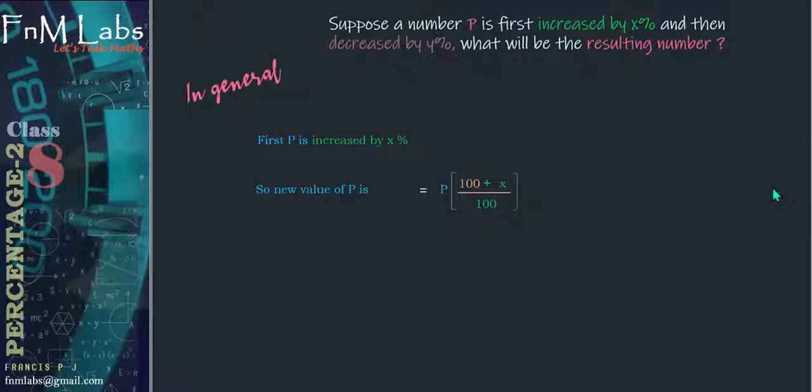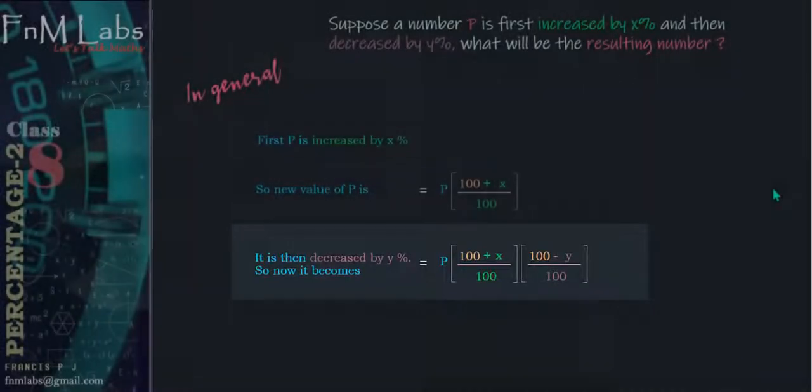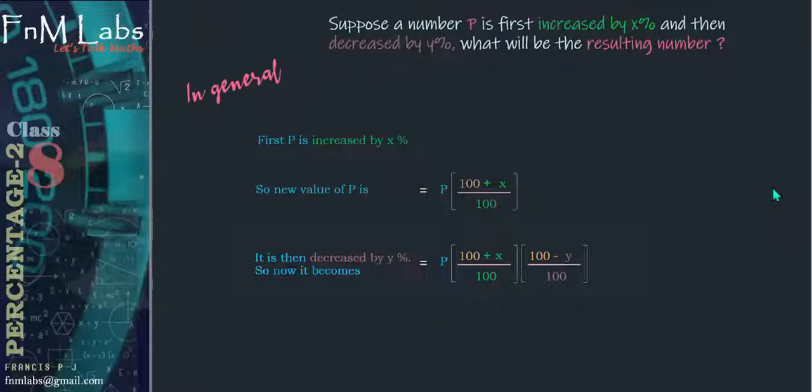Now as per the statement, the new value is now reduced by Y percentage. So now the new value after the depreciation or after the reduction will be P times (100 plus X)/100 times (100 minus Y)/100. And this is a general formula after reduction or after increase or together applying this formula. In this way, we can calculate the new value of an item.